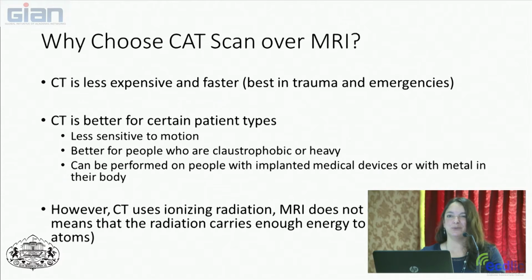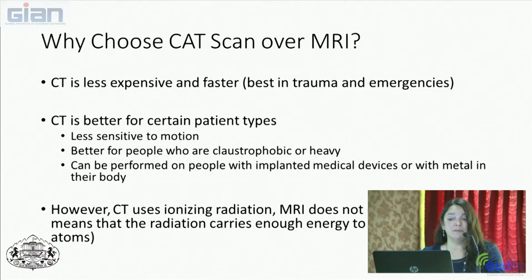So you might think, why wouldn't they just do an MRI on him? They have a lot better resolution. They can see a lot more. The answer to that is that CAT scans are less expensive and they're much faster. So in cases of trauma and emergency, they're often chosen over an MRI. CAT scans are also better for certain patient types because they're a lot less sensitive to motion. They're faster to collect, so the patient doesn't have to lay still as long.